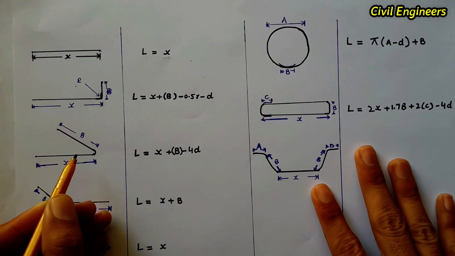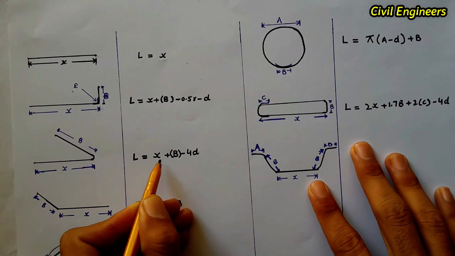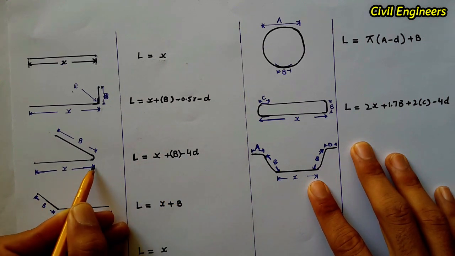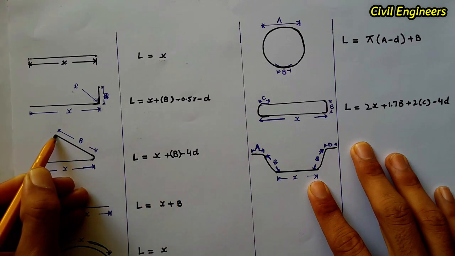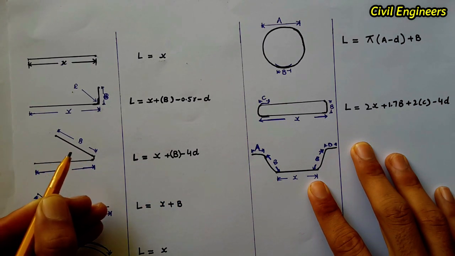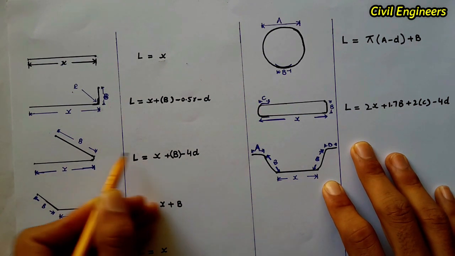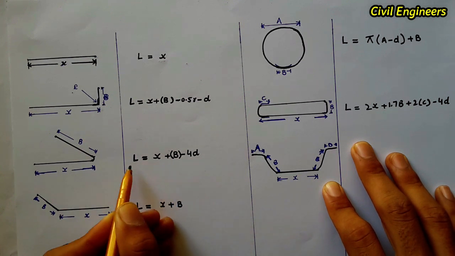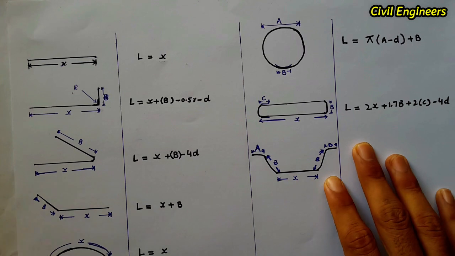And the other one, we have the third shape, and we have a code for that. L is equal to X plus B, subtract 4D. X is this value from this point to this one, and plus B. B is at this point and this point, and subtract 4D. So 4D is a constant for this. D is the diameter of steel, multiplied by 4. So it will give us the cutting length for this third shape.